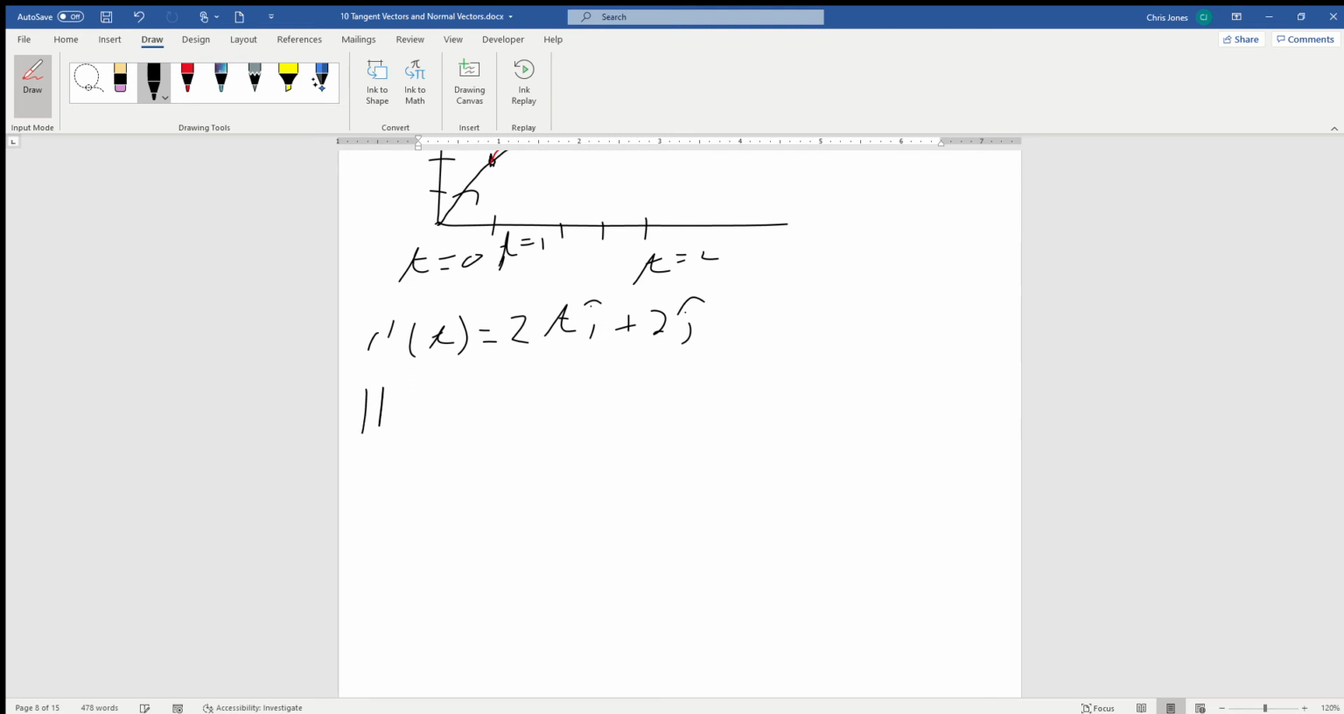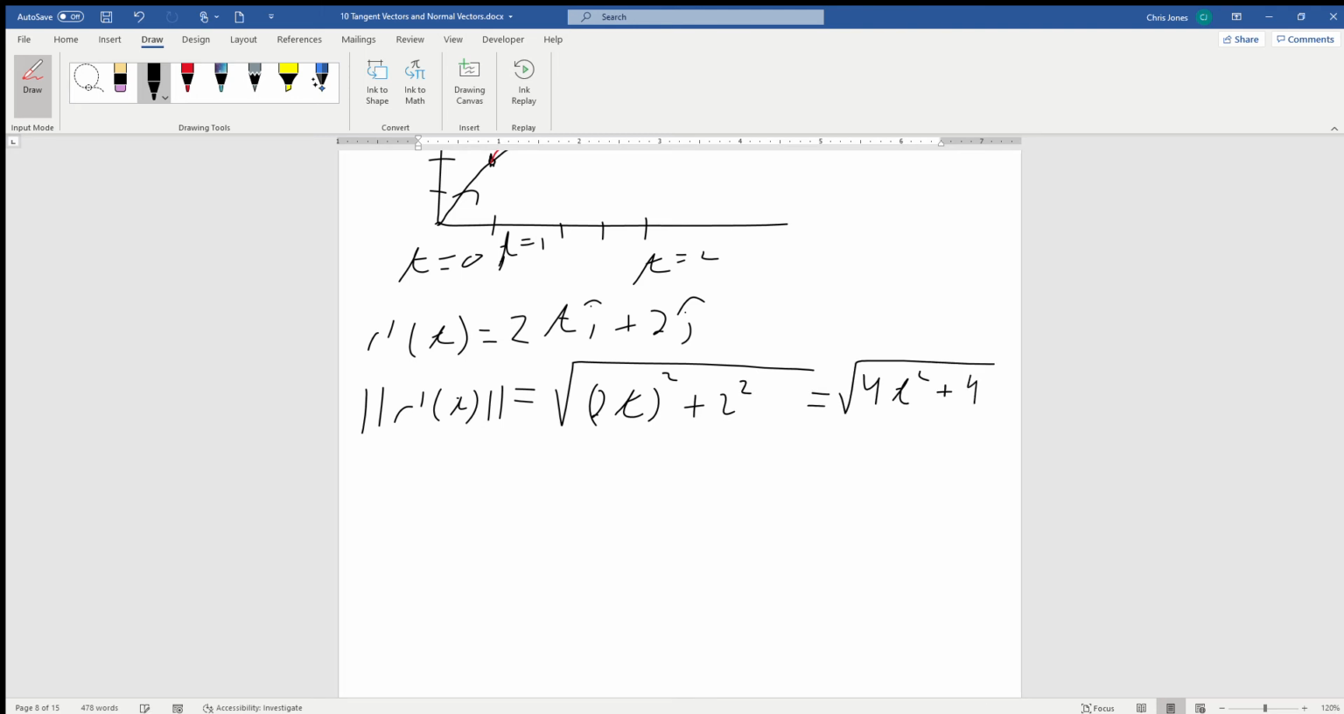And the magnitude, and this is where it's going to get a little dicey for us, because we can't just stick 1 in there. If we stick 1 in there, we get a constant, and then when we go to find T prime, it's just going to go to 0. So unfortunately, we can't just plug 1 in there. All right? So the magnitude of r prime is going to be the square root of (2t) squared plus 2 squared, which is the square root of 4t squared plus 4, or 2 roots of t squared plus 1.